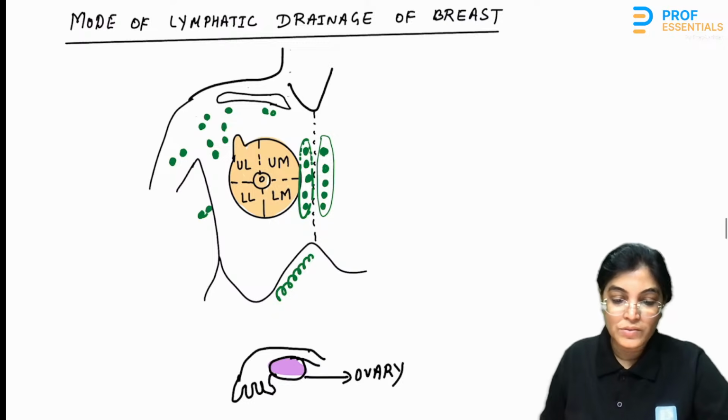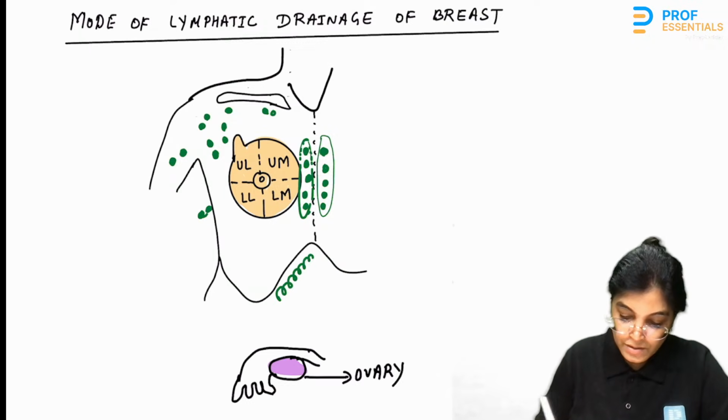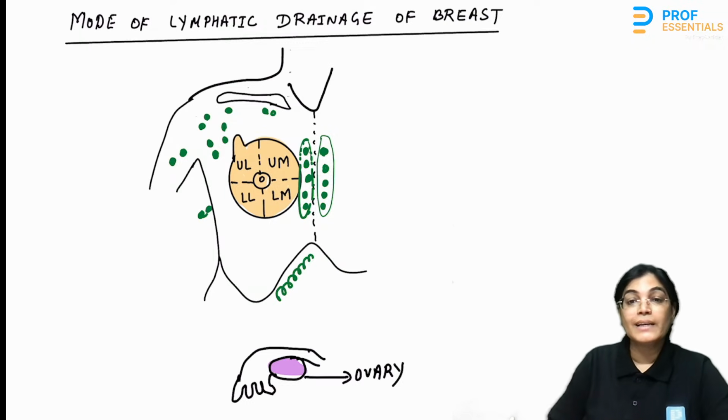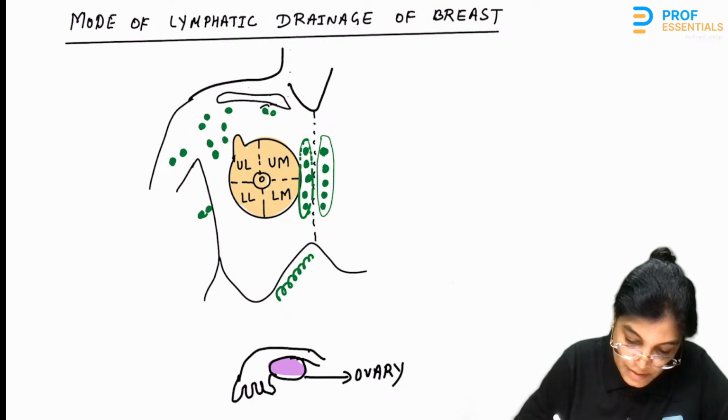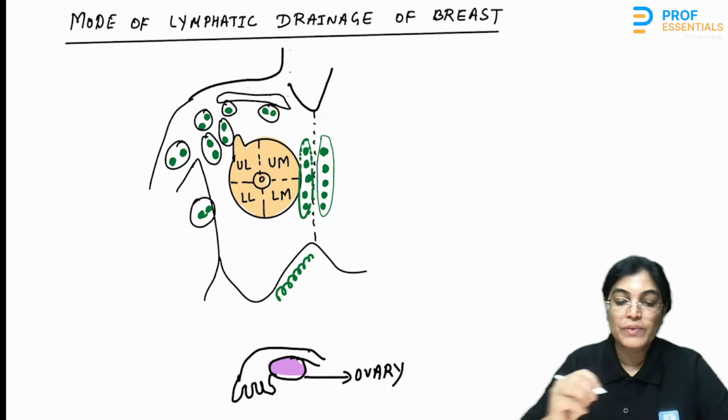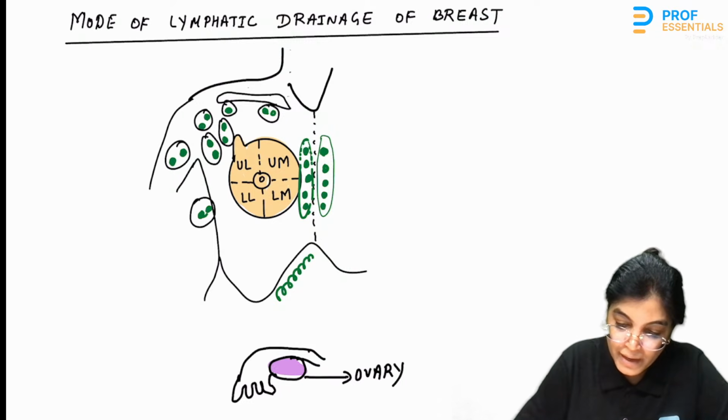Now, I will use red color for showing the pathways. So let me firstly encircle all these groups of lymphatics. This is the group, this is the group, these are the groups. Okay, done. Now we will use red color arrows to mark the drainage.